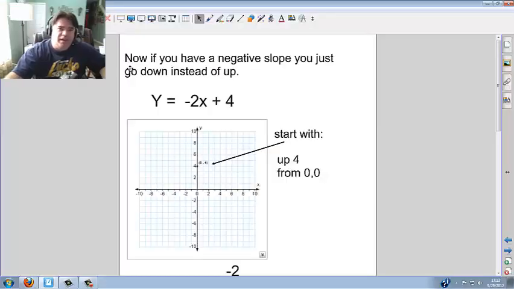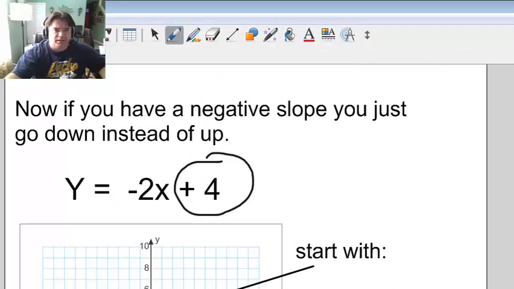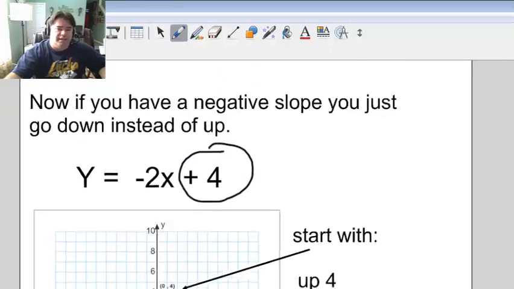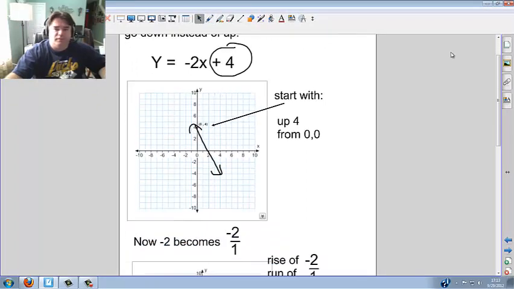And back. Now, if you have a negative slope, you just go down instead of up. So I'm still going to go plus 4. Now, this is important. You're still going to go plus 4 because plus 4 is still there. However, instead of going up 2, you go down 2 over 1, down 2 over 1, because it is a negative slope.